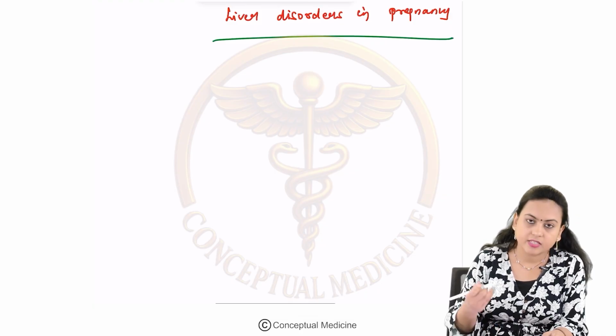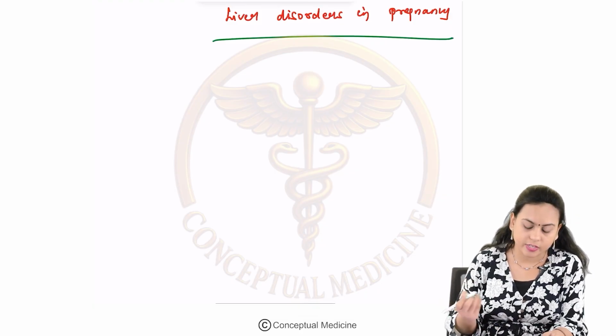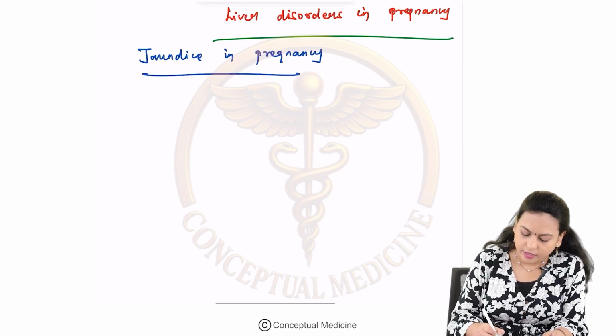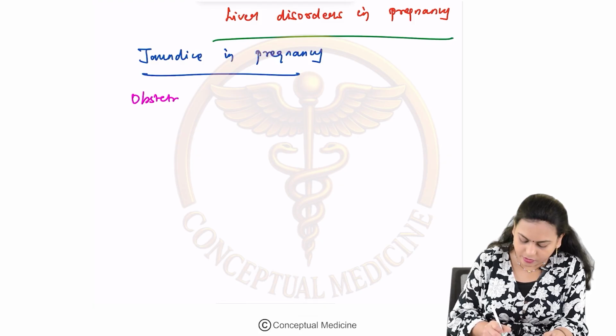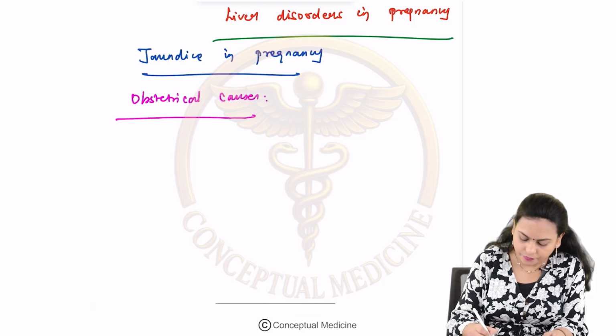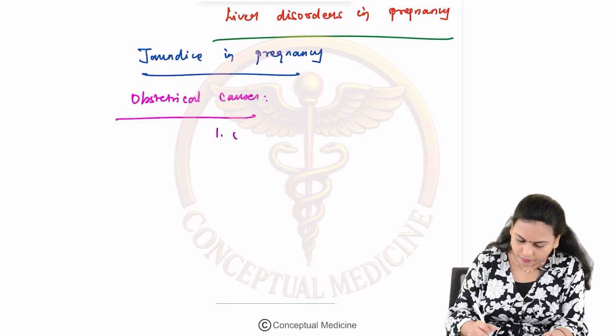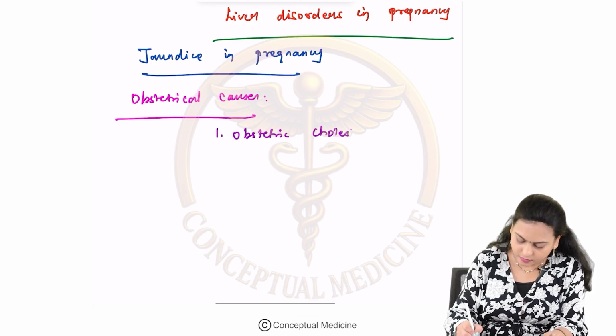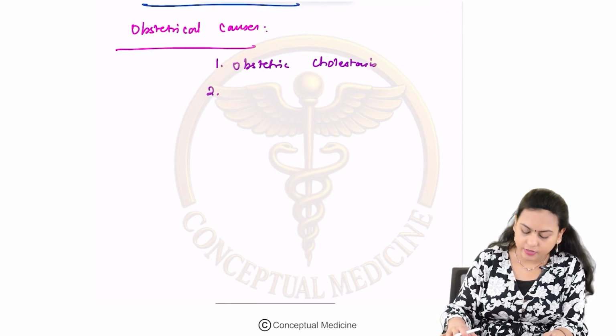Now, we'll first see the causes of jaundice in pregnancy. Jaundice in pregnancy can occur due to obstetrical causes first. These include number 1, obstetric cholestasis. Number 2, acute fatty liver in pregnancy.